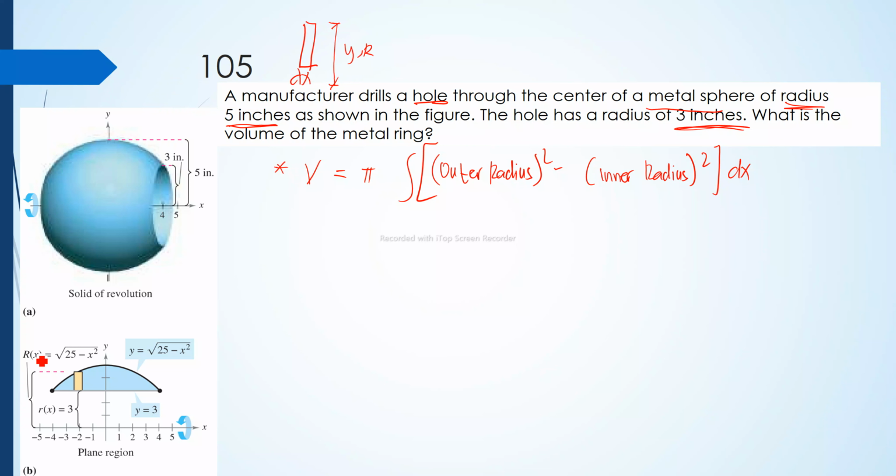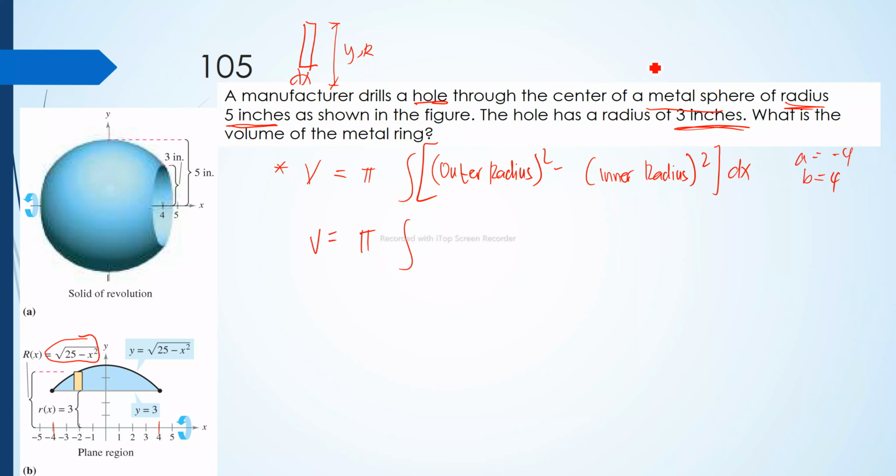And then what is our lower limit? We have here -4 and +4. So our lower limit is -4, upper limit is 4. So we just write that V is equal to pi times the integral of the outer radius squared. Our outer radius is represented by what formula? The square root of 25 minus x squared.